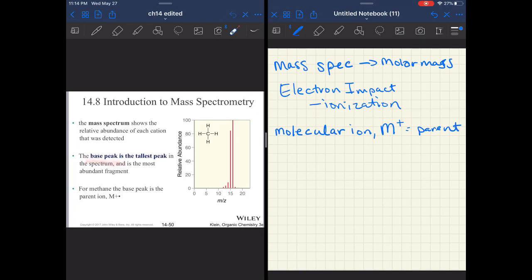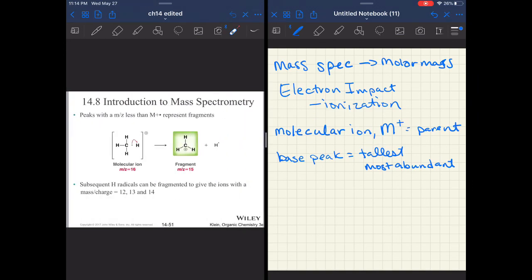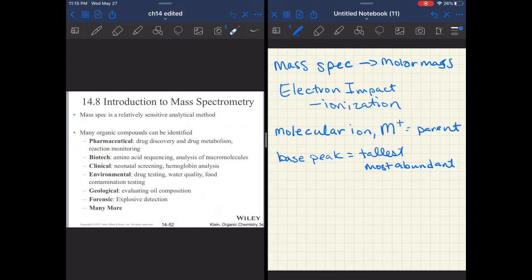Another piece of vocabulary here that's important, the base peak is the tallest. Sometimes the base is the parent and sometimes it is not. The tallest peak just means that's what you had the most of. It's the tallest, it's the most abundant. When you have something that is relatively stable once you ionize it, it doesn't tend to fragment as much. So, for instance, there are the different fragments we saw for methane.